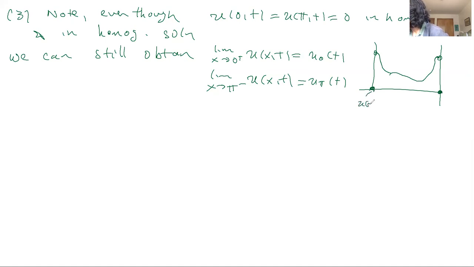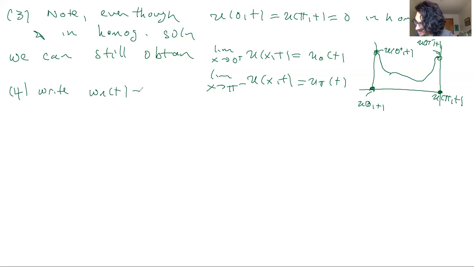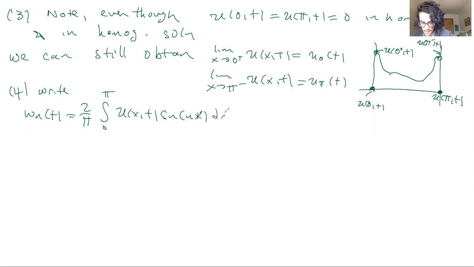So this is your actual value, like this is u0 of t. And then this here is your limit as x goes to 0 from above. This is your limit as x goes to pi from below, but that's your actual value there. So in order to do that, we're going to write Wn of t equals 2 over pi, the integral from 0 up to pi of u of x,t sine of n x dx.